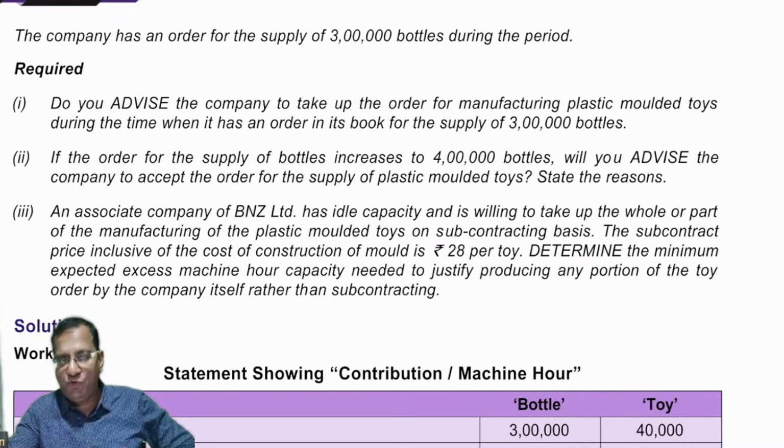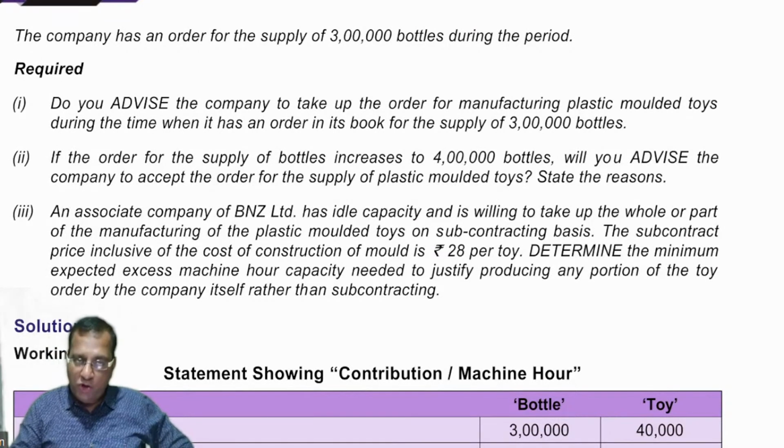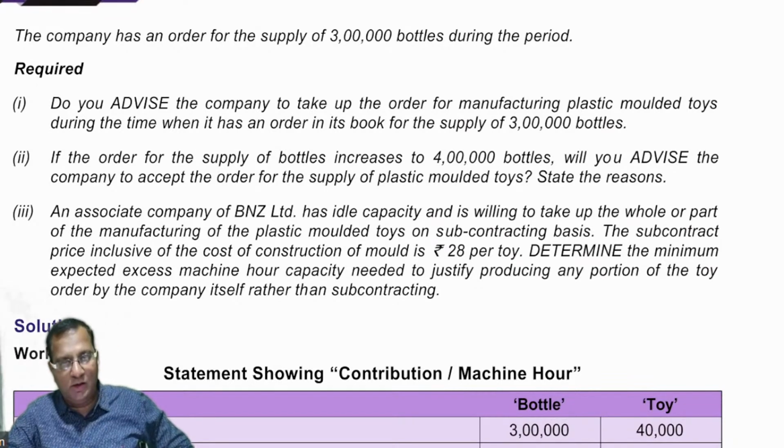Okay, beta. So 4 lakh bottle order is there. 4 lakh divided by 40, 10,000. So the complete capacity will be utilized by the existing product, that is bottle. So there is no idle capacity. Still, if we want to check whether the acceptance of the toy order is beneficial, what we have to do? We have to withdraw 2,500 hours from the bottle product and then divert such hours to toy manufacturing. But this process will create the opportunity cost.